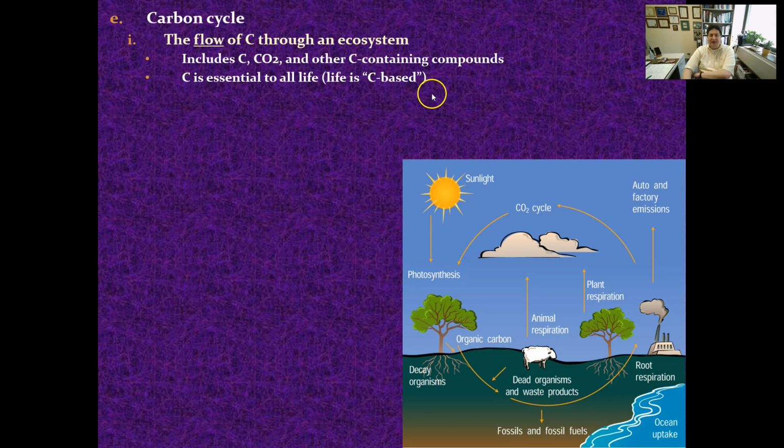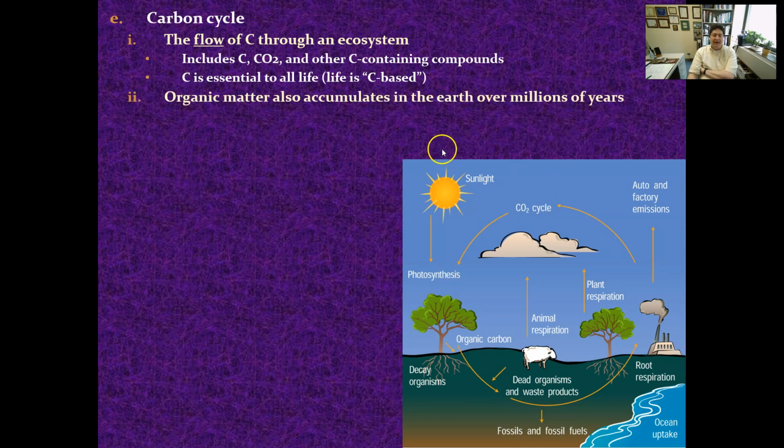So this little diagram here just shows us a little bit about the carbon cycle and how carbon flows through an ecosystem. Now, part of the carbon cycle involves organic matter that decomposes and decays. So organic matter can accumulate in the earth over millions of years. And as organisms die, plants and animals and other organisms, that organic matter accumulates and it begins to decompose.